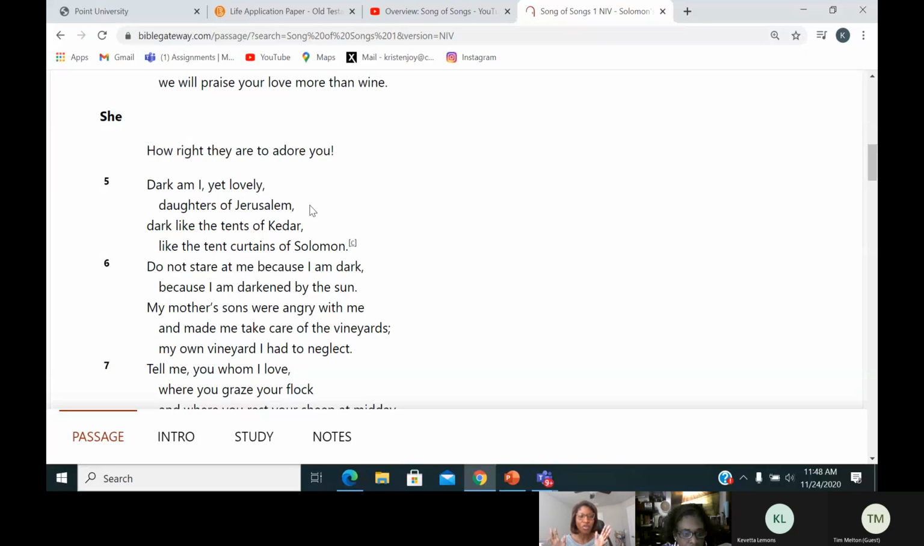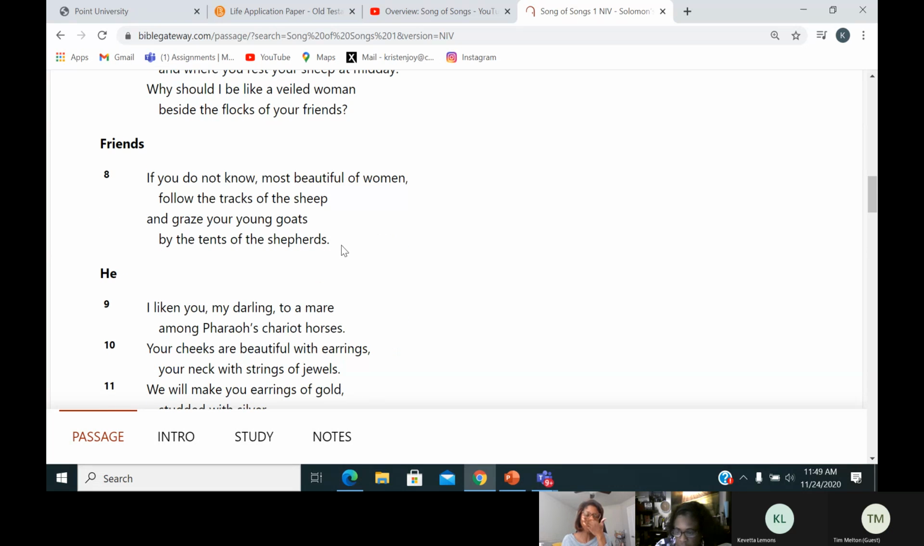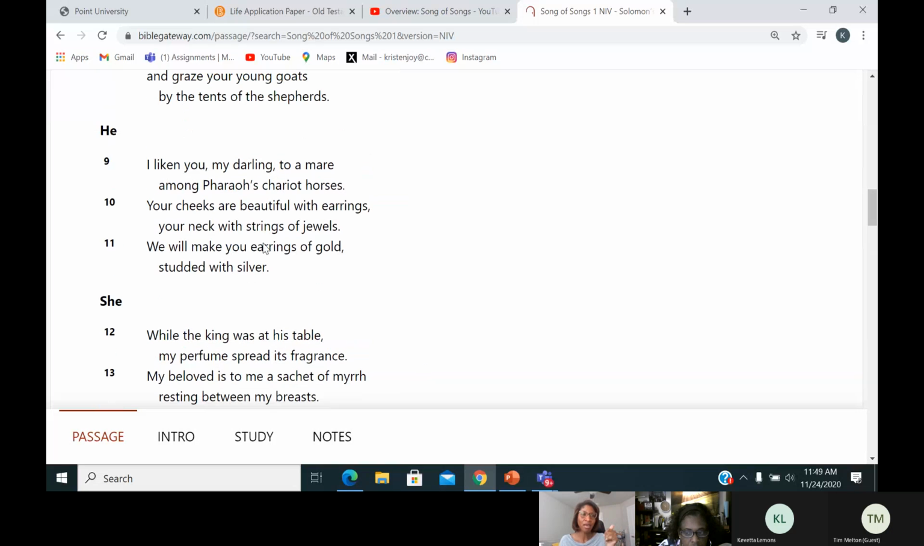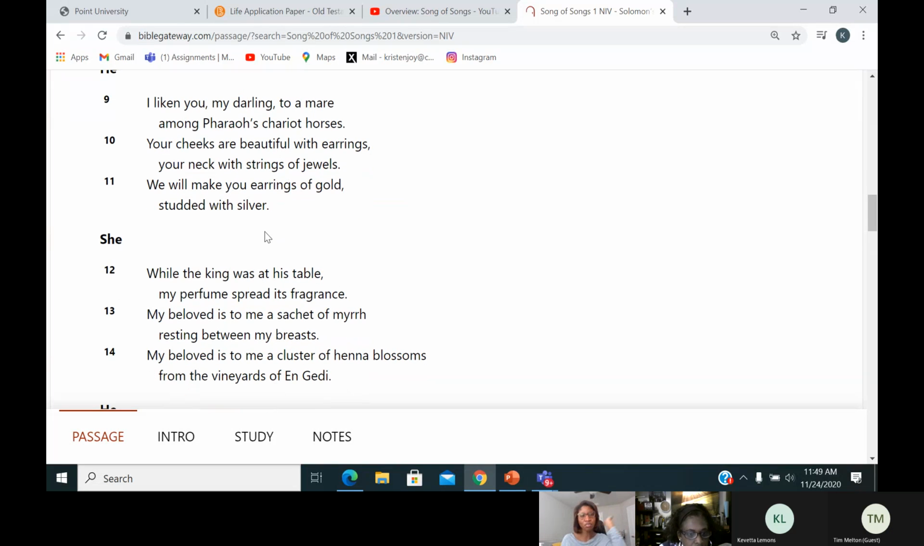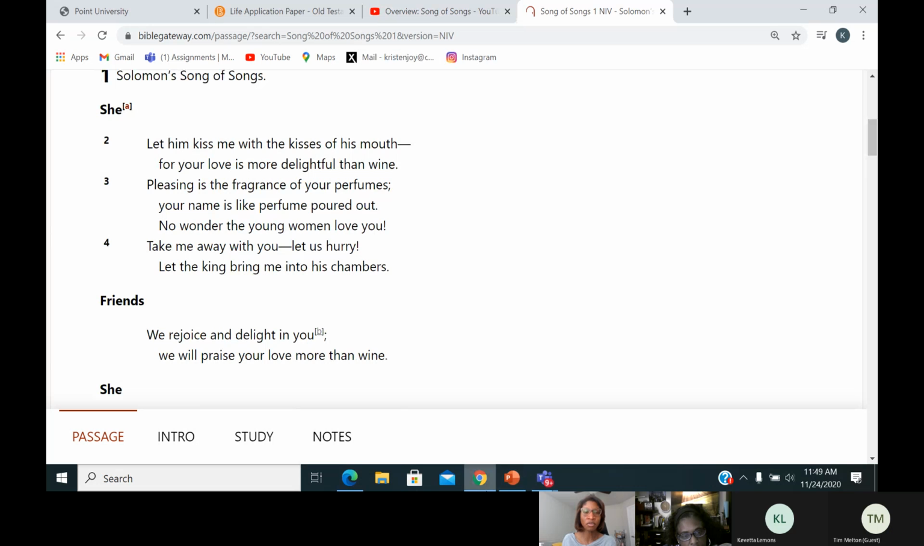Surely. So remember, y'all, look at verse 6. Do not stare at me because I'm darkened by the sun. So that tells us about maybe skin tone, ethnicity, culture, and all that. So there's so much in this book. If you just get a chance, read it like poetry. And here's the man's part in there. It is beautiful. Okay, so anyway, let me pause and I'm going to come back to our lesson.